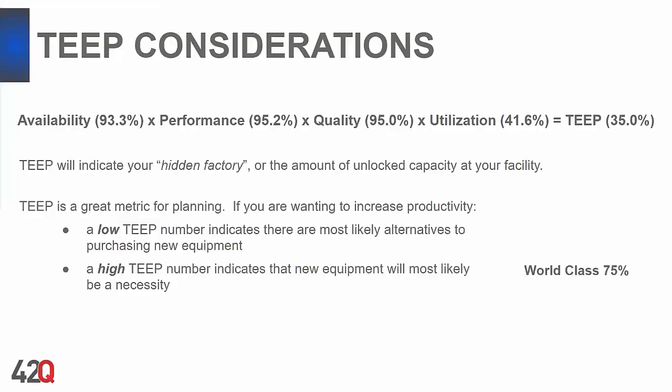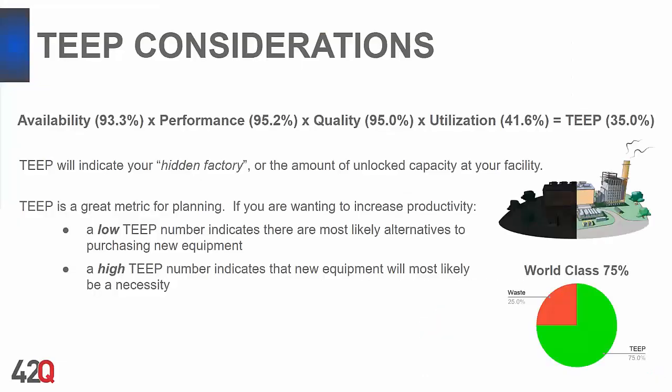And so this utilization number is what we take into consideration when we're looking at TEEP. So if we take those same numbers that we got for availability, performance, and quality when it came to OEE, and we add in that utilization percentage, that gives us a TEEP of 35%. So that means that 65% is unused and untapped. So it lets us know that we've still got a long way to grow in this. So that's what TEEP is intended for.